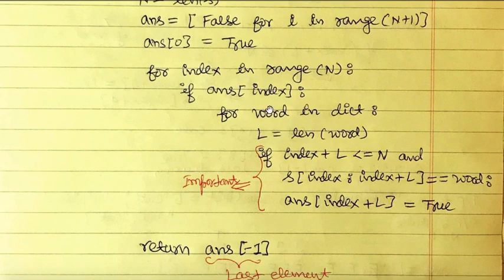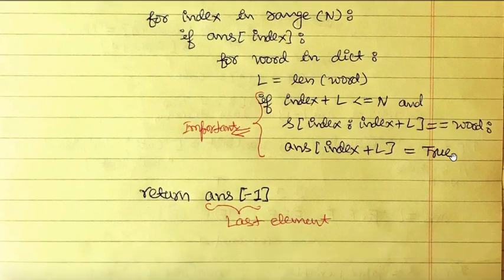So for the 5th place the index value is 4, and the next comparison we will be doing is from 4 to 4 plus L, where L is the length of leet and code, which are two different words, and we compare it. So in this way we were able to do the exact same thing which we manually computed earlier, and we return the last element, which is answer minus 1.